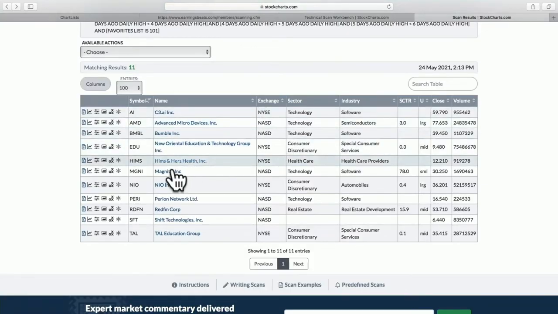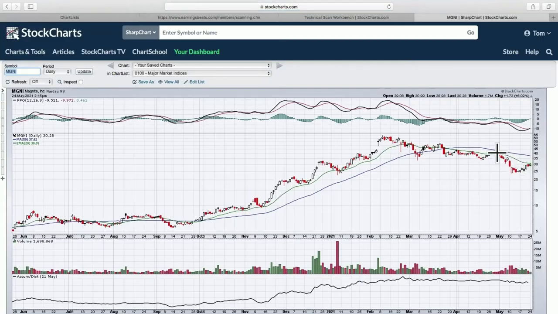Let's pull up maybe one more. I know Magnite has had a really big run, and 5 days ago, we saw this downtrend end. The highs were getting lower for five straight days, at least five straight days, and then we printed a higher high. And so that would have come up that day on our downtrend reversal scan. And you can see over the course of the last week or so, we've seen a really nice run in Magnite, almost 20% on this one as well.